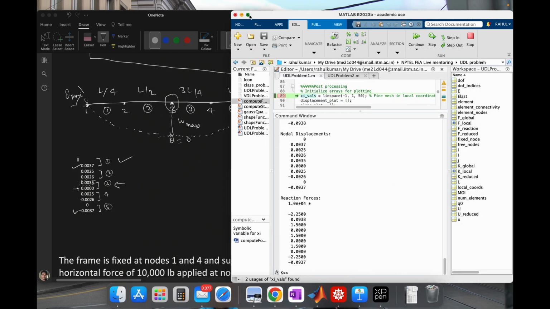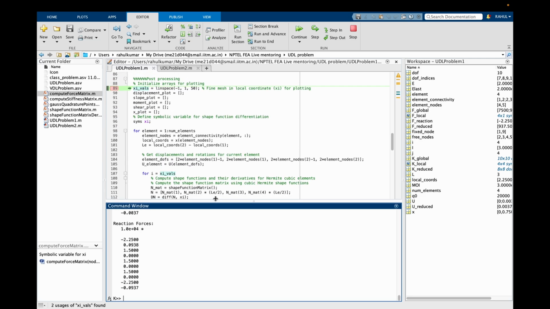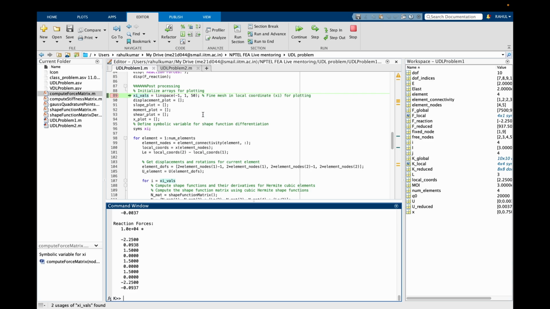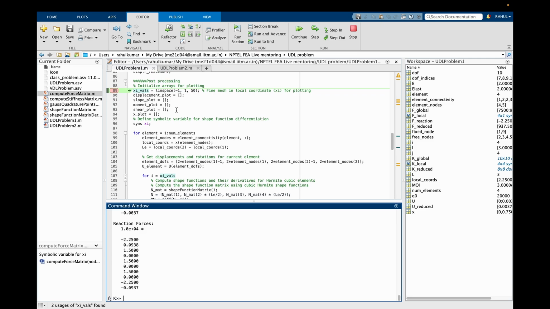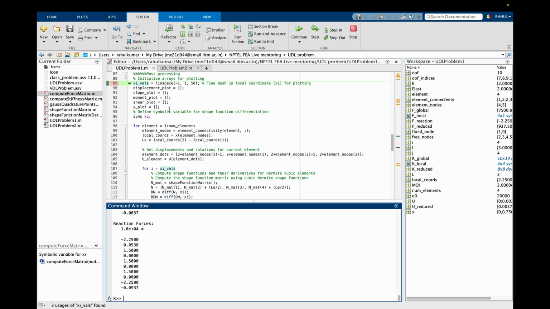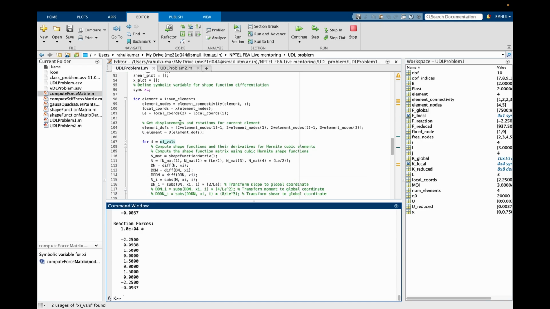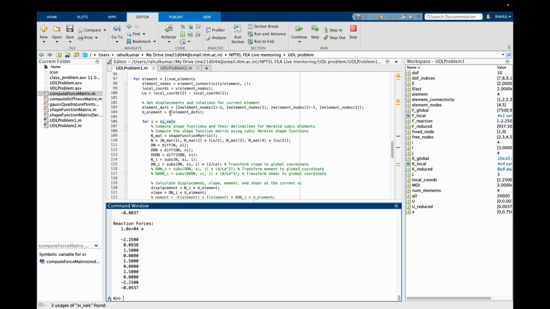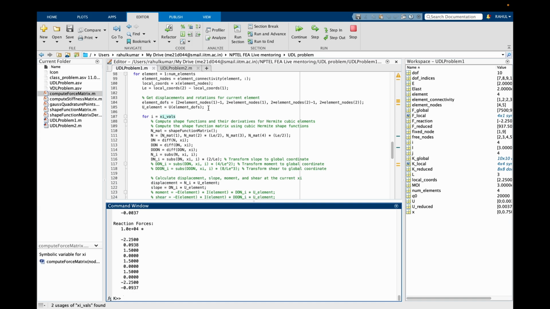Now we'll try to post process the solution. For the post processing, I have initialized the xi value. We already know that it should vary from -1 to 1, and I am taking 50 such numbers between -1 to 1. I have initialized displacement plot, slope plot, moment plot, shear plot, and x plot. These are all the same things which we already did, and this is the degree of freedom.